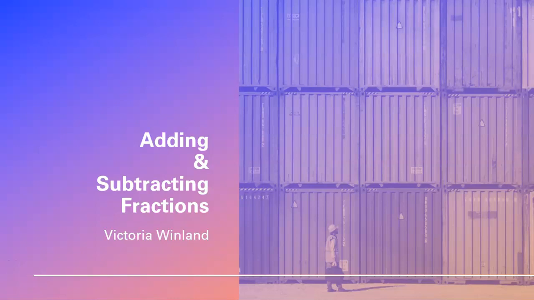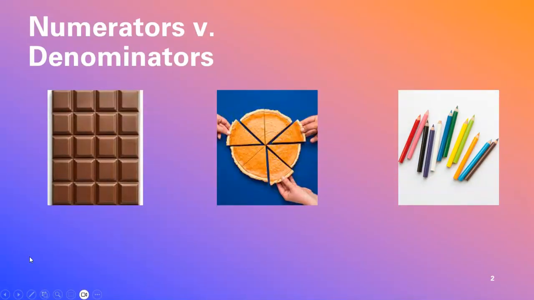Hello, in this video we will be talking about adding and subtracting fractions, both with the same denominator or different denominators. And first we need to discuss what is a numerator versus what is a denominator. So in our first picture we see that there's a chocolate bar and there's no bites taken out of it, there's no pieces missing, and there's 20 pieces in total.